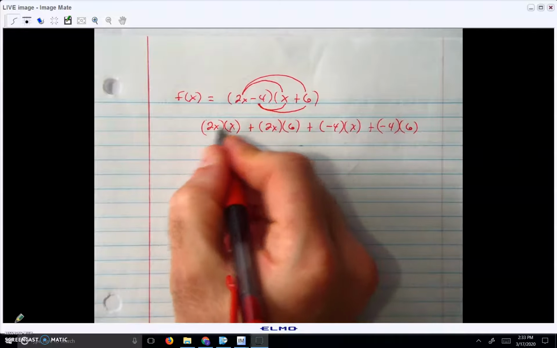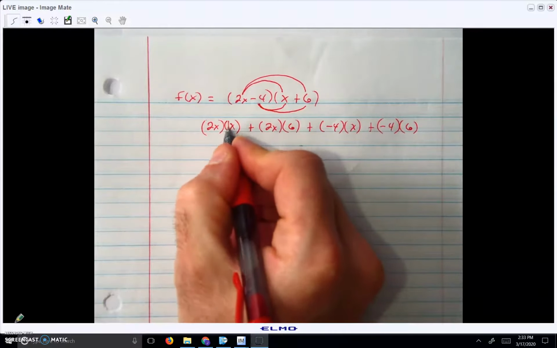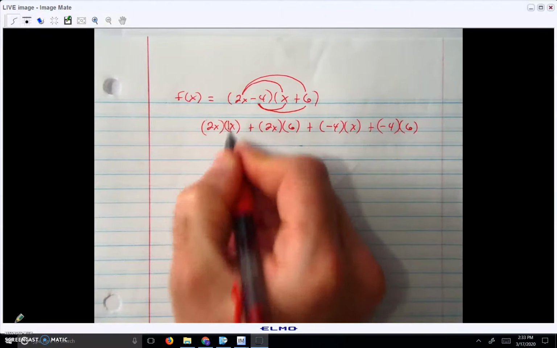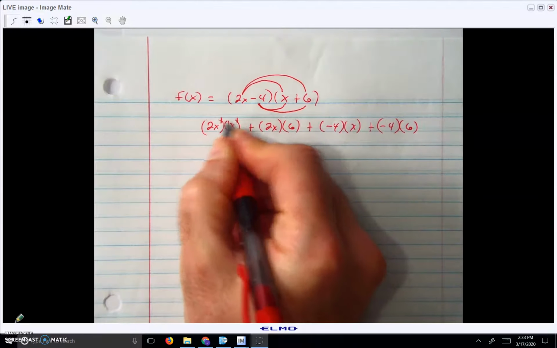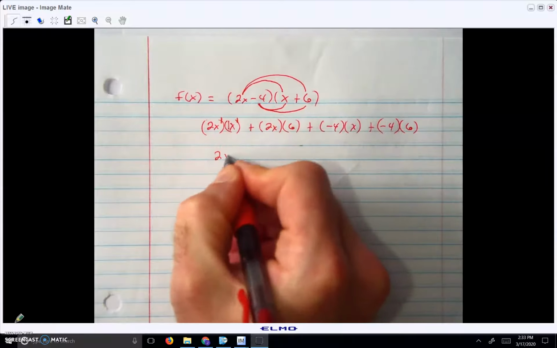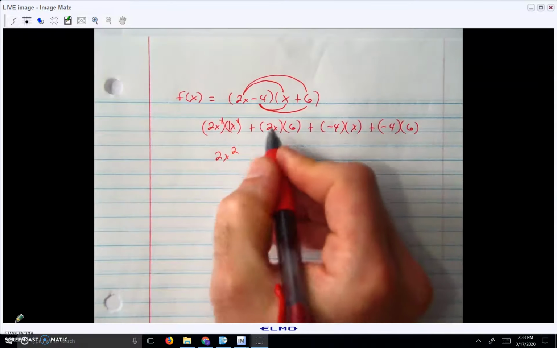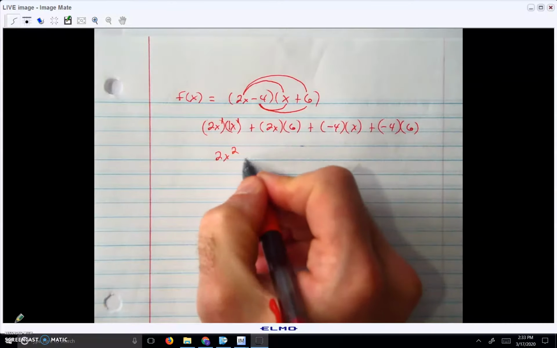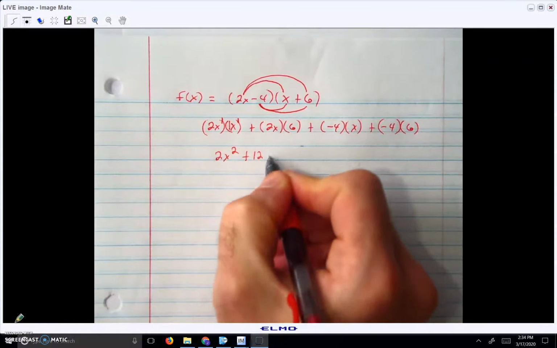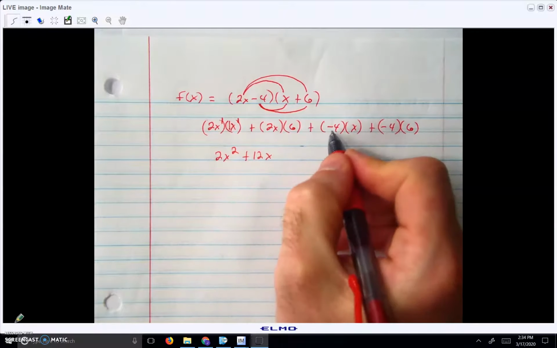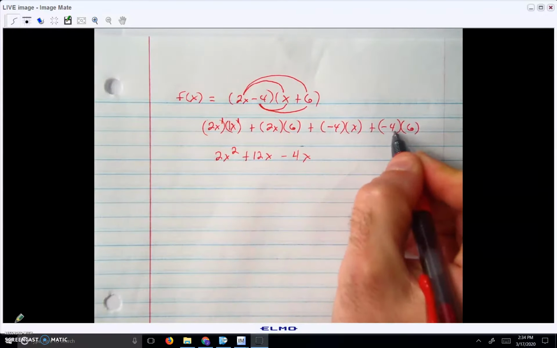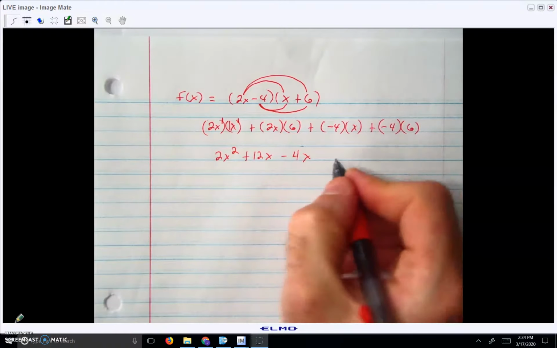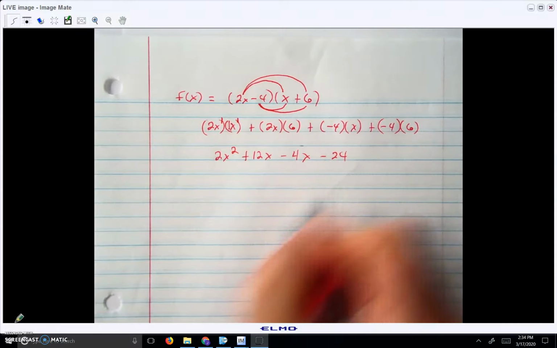So 2x times x, I multiply the coefficients. The invisible coefficient is 1. 2 times 1 is 2. I add the exponents. The invisible exponents there are 1. So 1 plus 1 is 2. So 2x squared. Here, 2 times 6 is 12. X has nothing to combine it with, so it stays x. -4 times x is -4x. And -4 times 6 is -24.